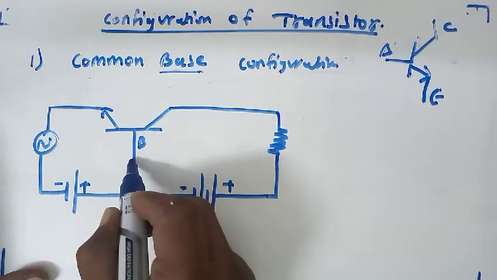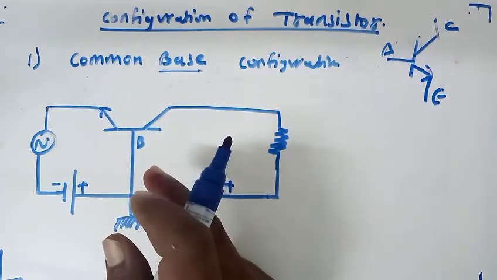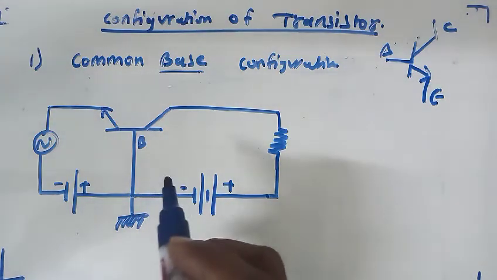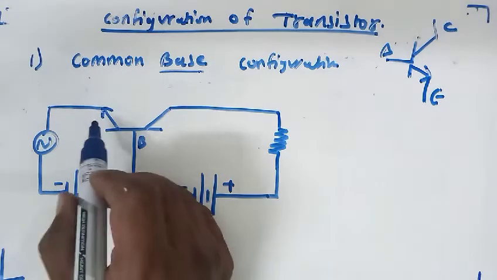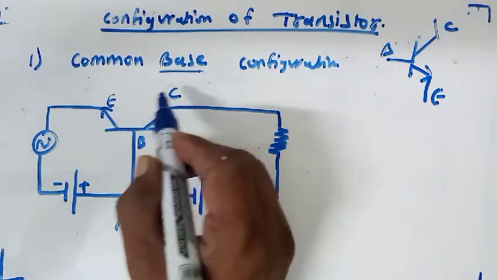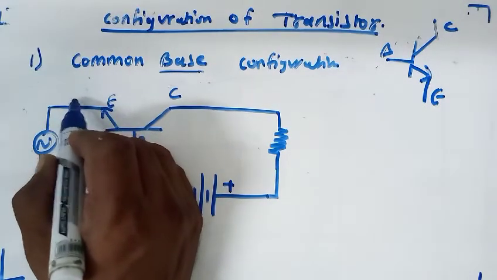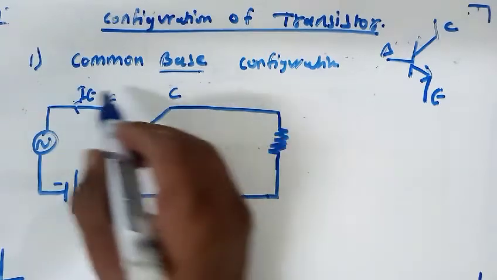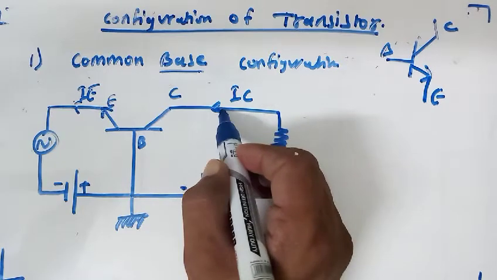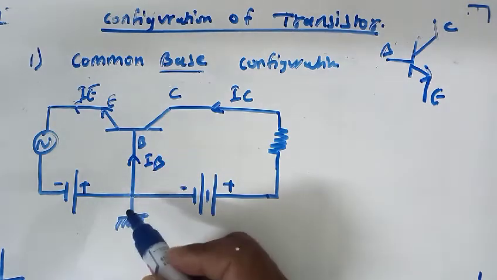Now we will see the operation of this, how it is going to work. Suppose this is the emitter terminal and this is the collector terminal. The current that flows from the emitter is indicated as IE. The current from the collector is represented with IC. The base current is represented with IB.